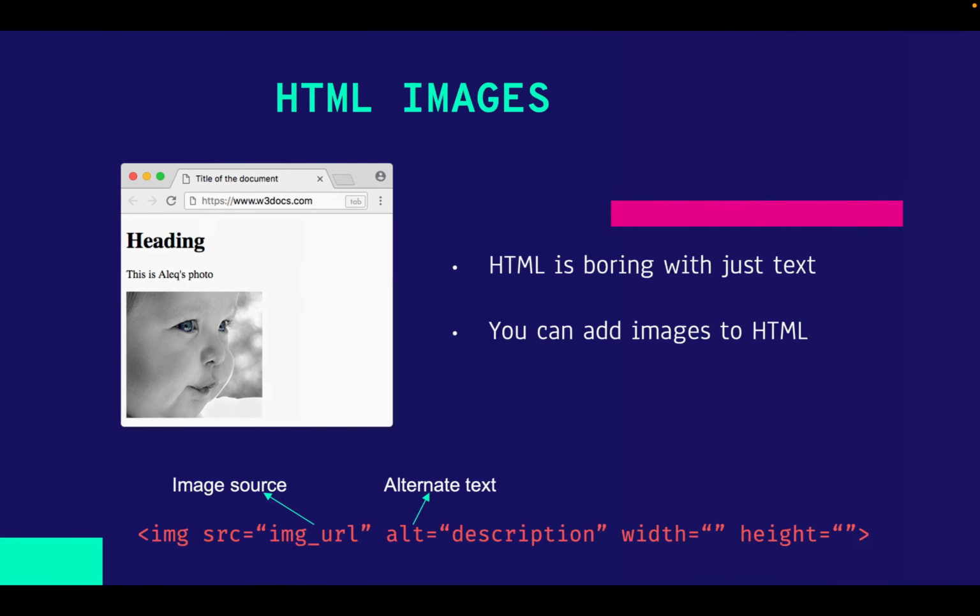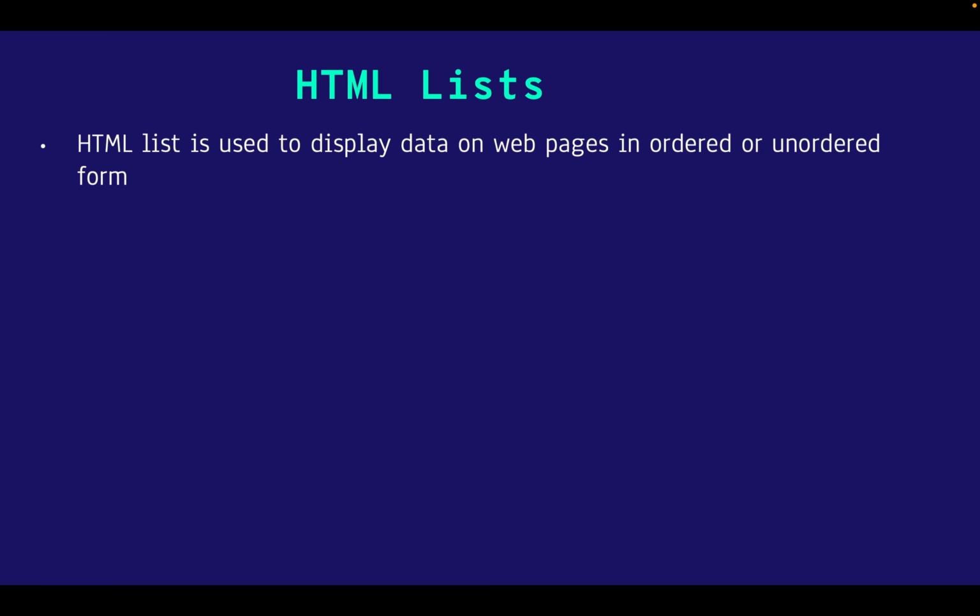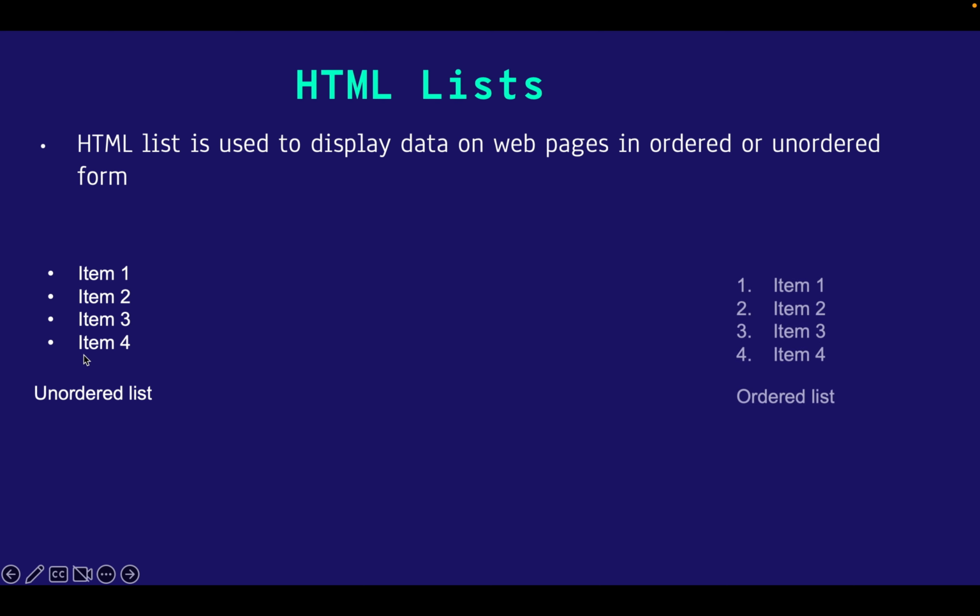Okay, so the next thing that I want to teach you guys is list. So what is an HTML list? An HTML list is used to display data on your web pages in ordered or unordered form. I'll show you what that means, right? So this is the ordered or unordered list. You have a list of items with just bullet points. That means it's not ordered. There is no rank. There is no 1, 2, 3 or 4, right? So the ordered list is this. You have 1, 2, 3, 4, right?